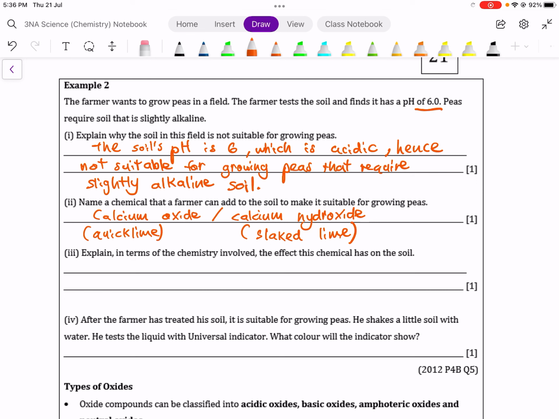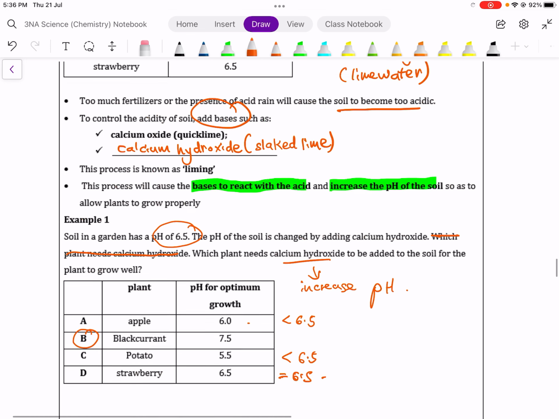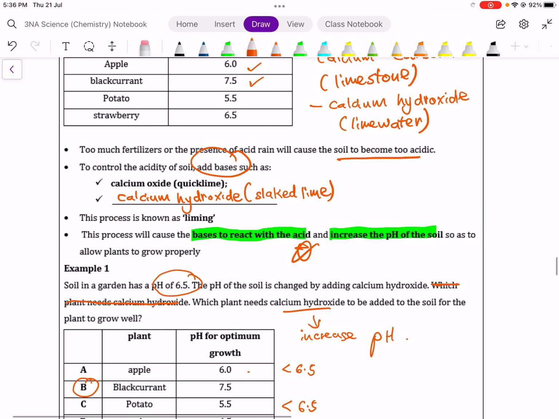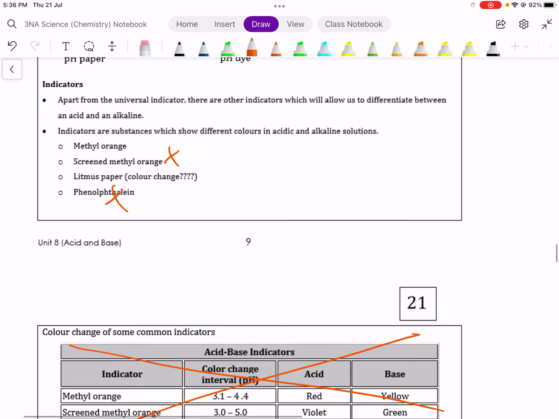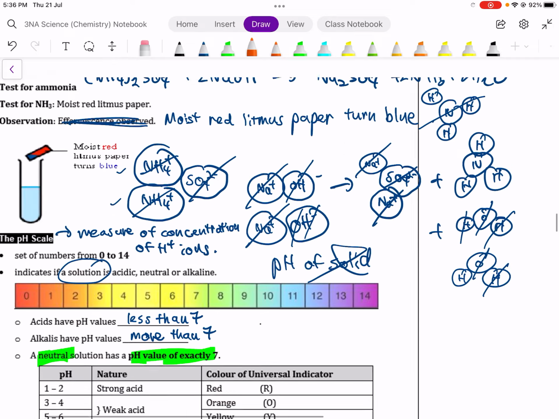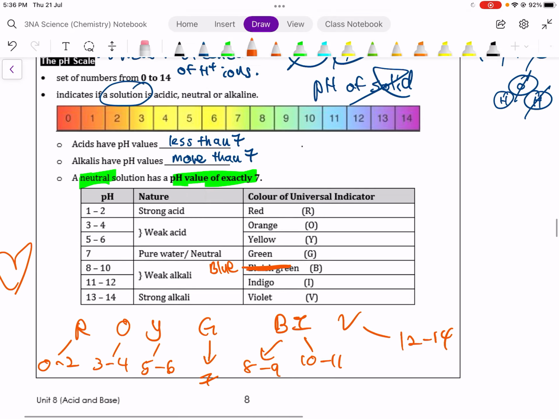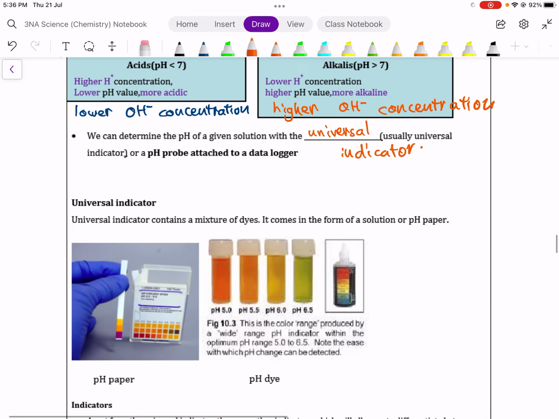Now explain the chemistry involved. This one you will have to use this point down here. Liming, this part is actually quite important to explain. Universal indicator is important, test for gases is important.